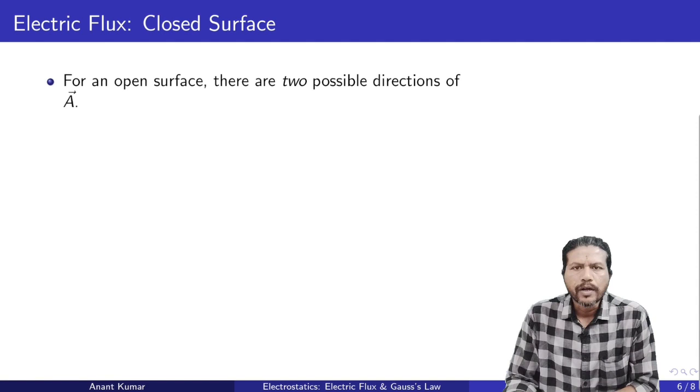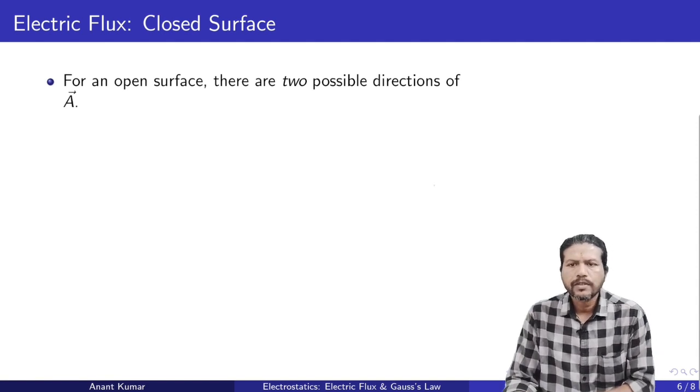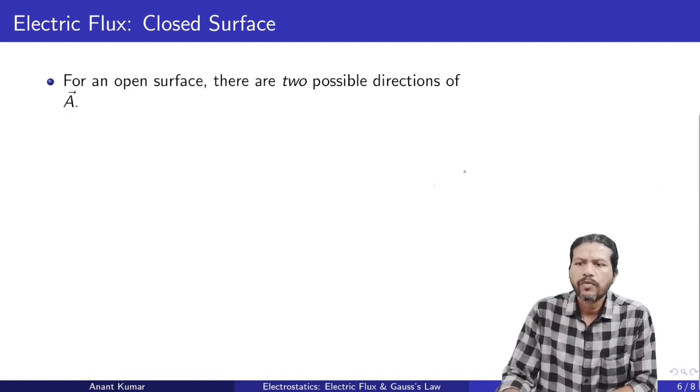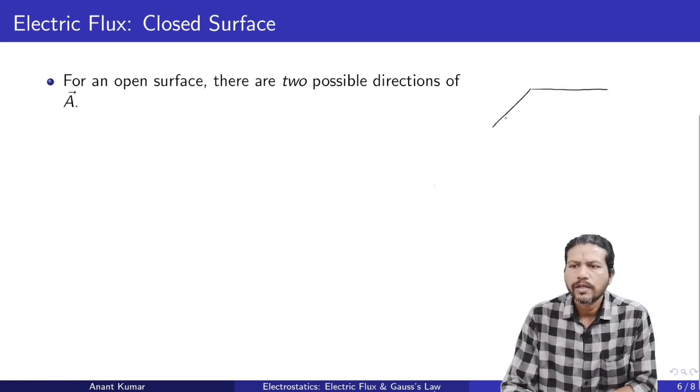Now, as I said already, for an open surface there are two possible directions of the area vector. I could take one direction or the other way. For example, if I have a surface like this, I could take the area vector to be pointing in this direction, or I can take it to be pointing in the opposite direction. And they both are possible orientations for the area vector.